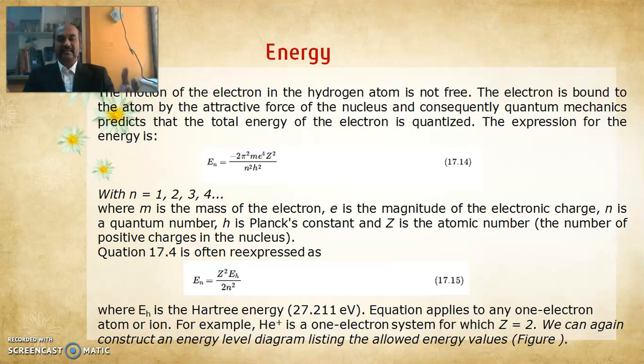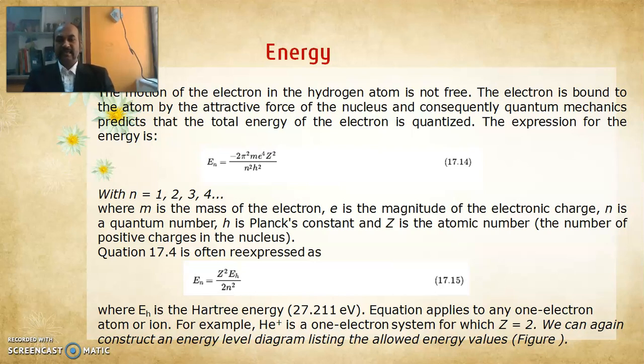And next, energy. Every object, every atom or every molecule, whatever it may be, is associated with certain kinds of energy. The motion of the electron in the hydrogen atom is not free. The electron is bound to the atom by the attractive force of the nucleus, and consequently quantum mechanics predicts that the total energy of the electron is quantized. That all of you know.